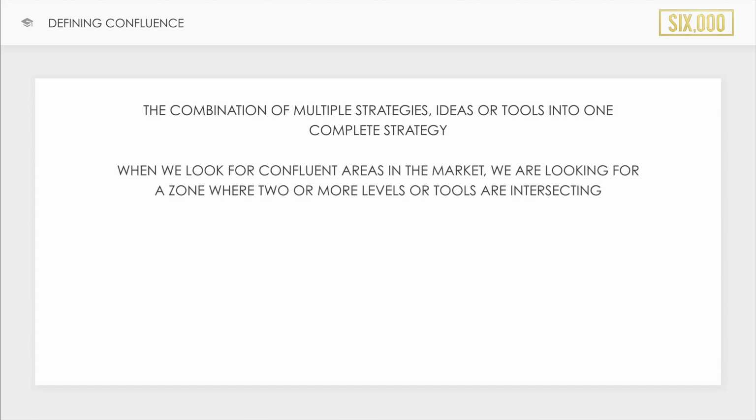When we look for confluent areas in the market, we are looking for a zone or a general area where 2 or more levels or tools are intersecting. So they link up. If you think of, and this is actually the official definition, I'm pretty sure, don't quote me on that, when you're defining Confluence, if you imagine 2 separate rivers, they're not connected, and then they intersect. They join together into one nice flowing river. So you've got 2 rivers side by side, not connected, and then they join together to create a larger river, of course, in the same direction.